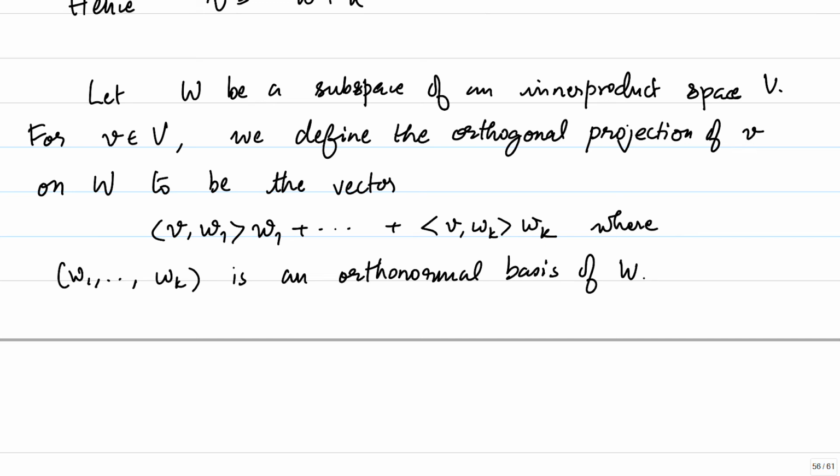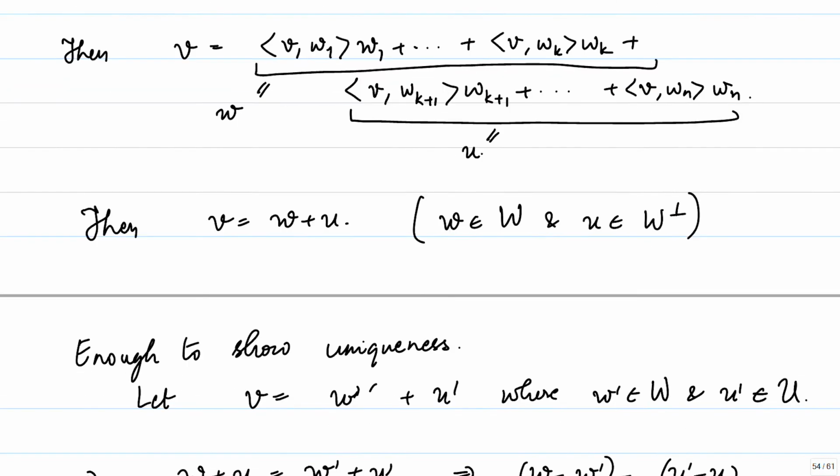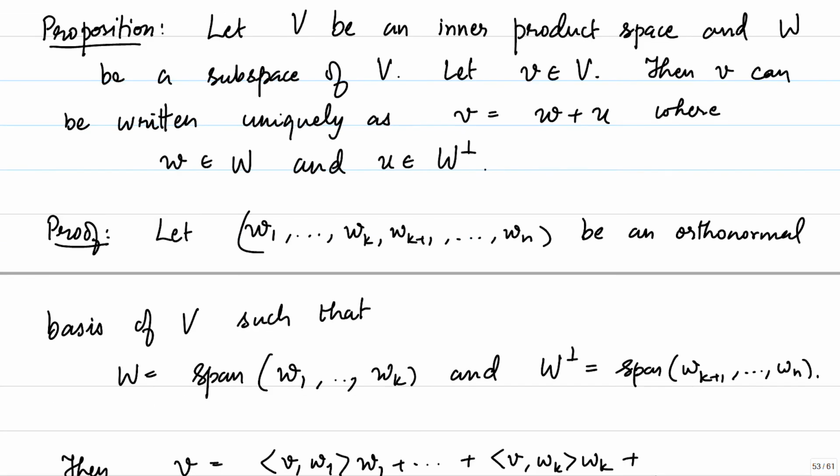And this definition is well defined because we just showed that the manner in which we write V as u plus W is unique, irrespective of what basis you take. The W that we get here is going to be the same. So, this is a well defined definition.